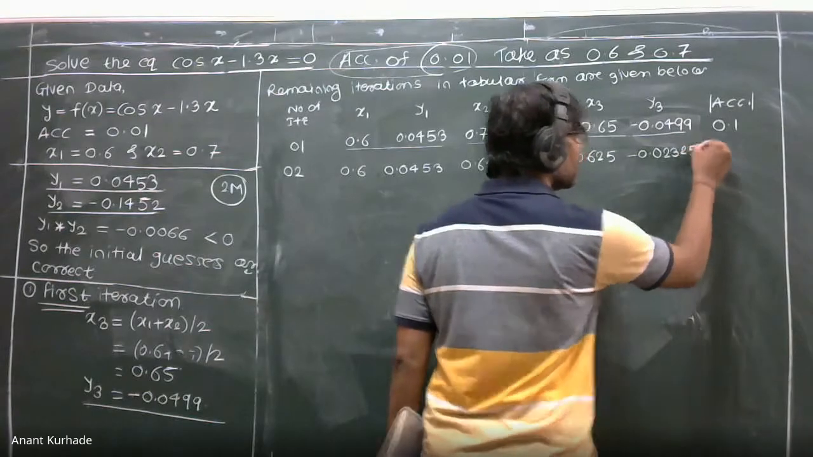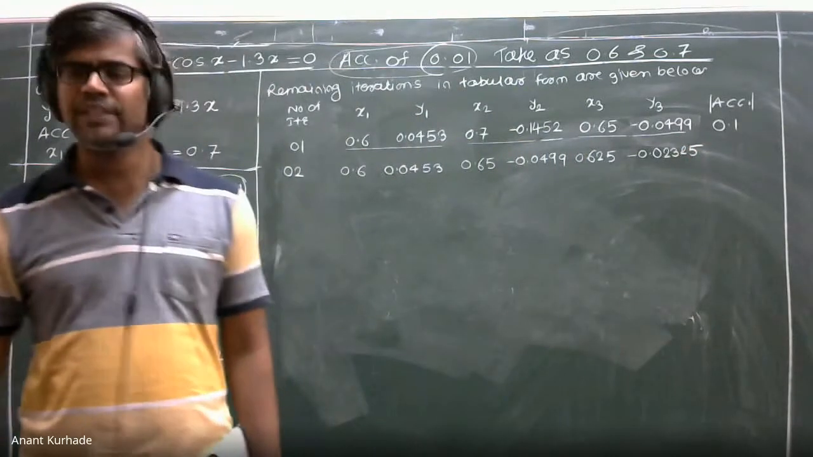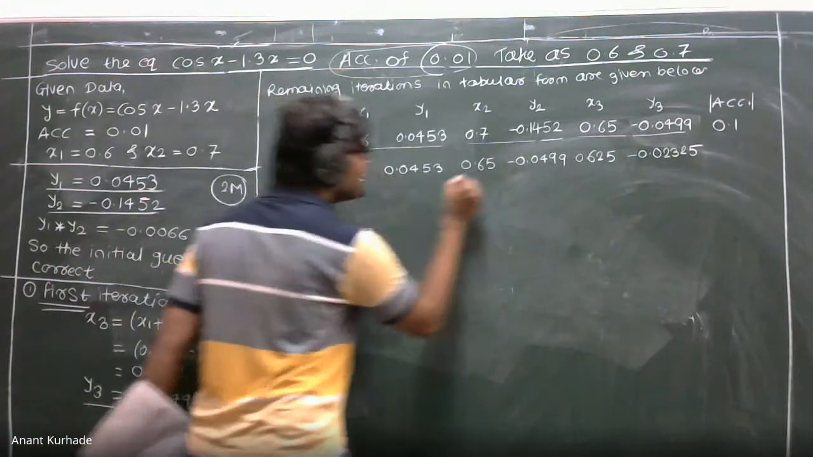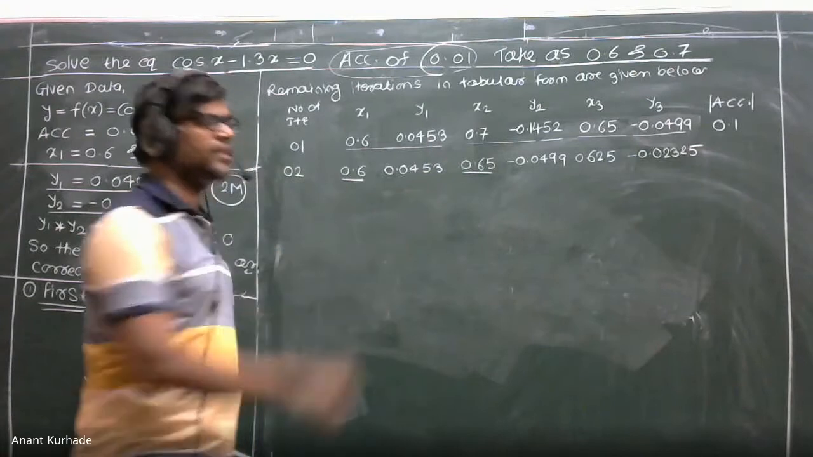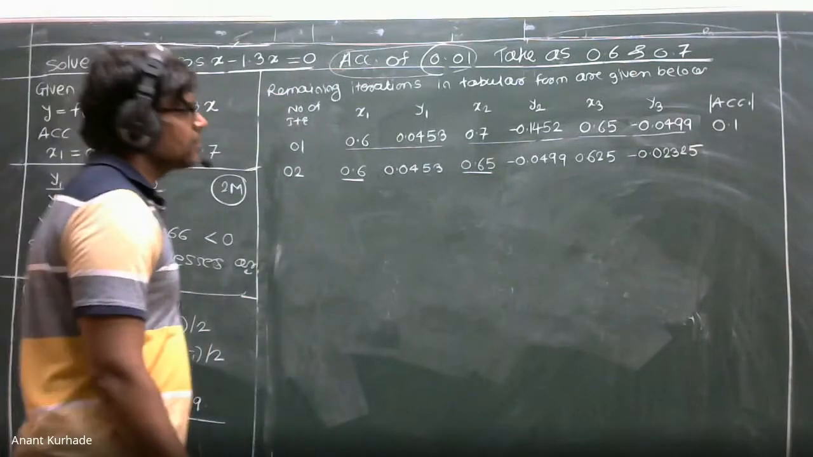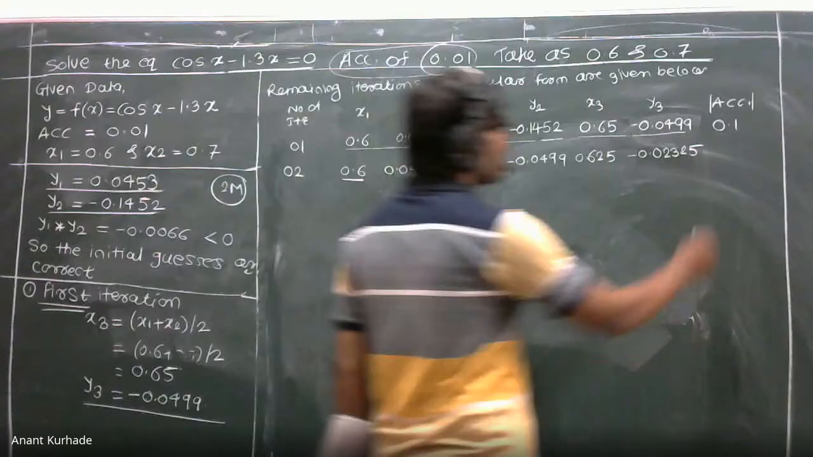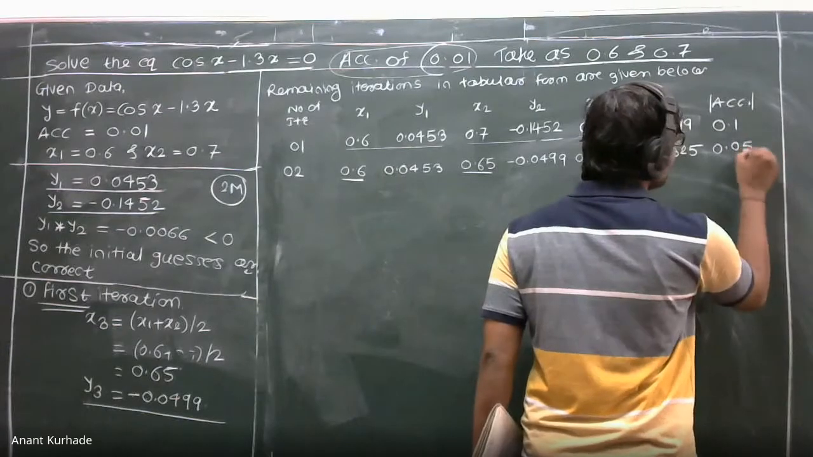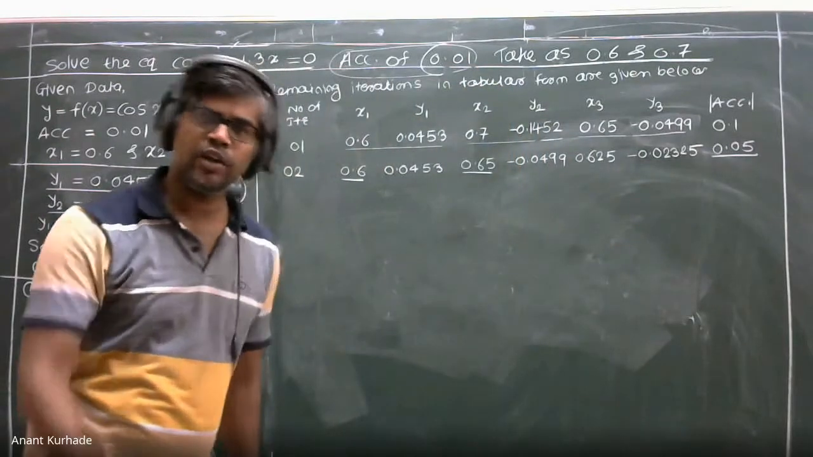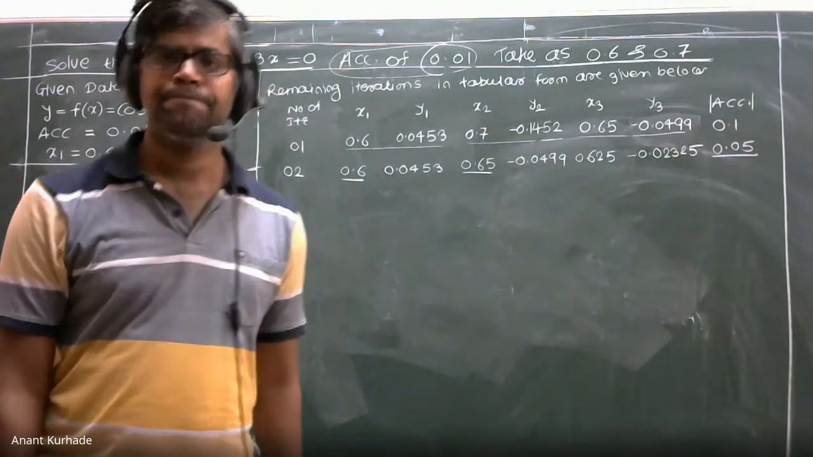What is accuracy? Mod of x1 minus x2. Now this x1 and this. What is accuracy? 0.05. Now check this value. Is it equal to given accuracy or greater than given accuracy?